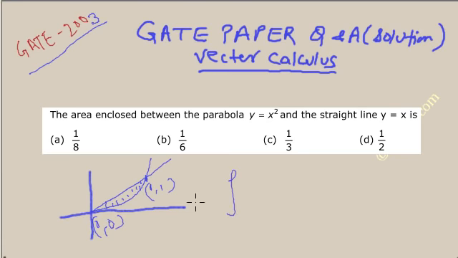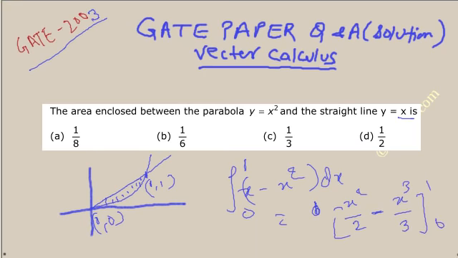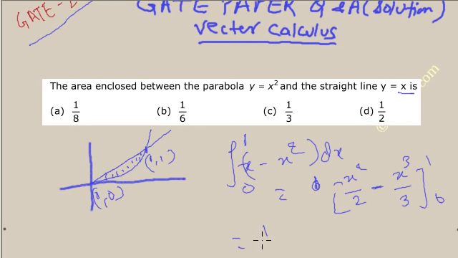So this is the integration of x minus x square from 0 to 1 dx. So this is equal to the integration of x, which is x square by 2, minus x cube by 3, from 1 to 0. If you put 1 here, you will get 1 by 2 minus 1 by 3. This means 1 by 6. So the answer is this.